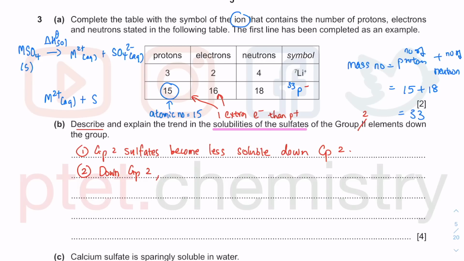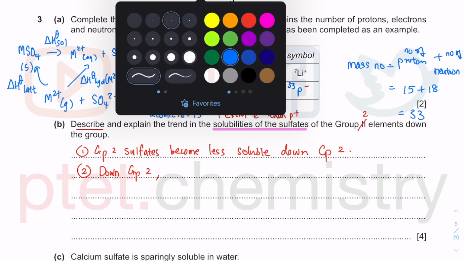And what I get is I'm going to go via the lattice enthalpy. So it's the gaseous ions. So that is going to be the hydration of the cation. And then I have hydration of the anion. So there's hydration of the sulfate, SO4 2-. And what next on the left-hand side? I have the lattice enthalpy of the group 2 sulfate.